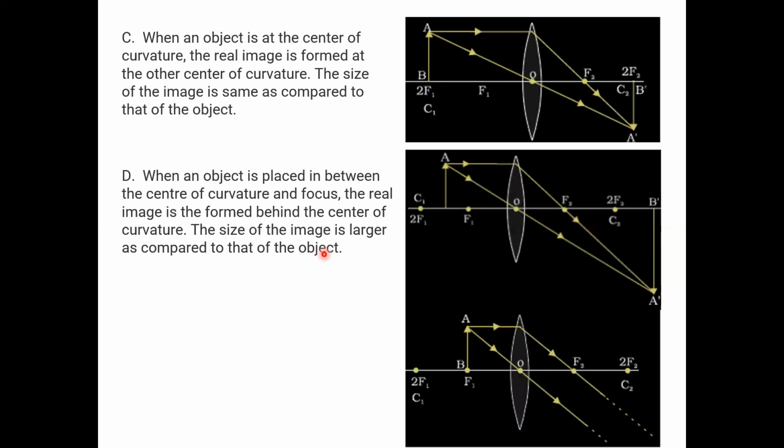Now next case, when your object is placed at focus, that is first principal focus, then you will get the image at infinity. And what is the size of the image? Of course, the size of the image is larger. Nature is real and inverted.